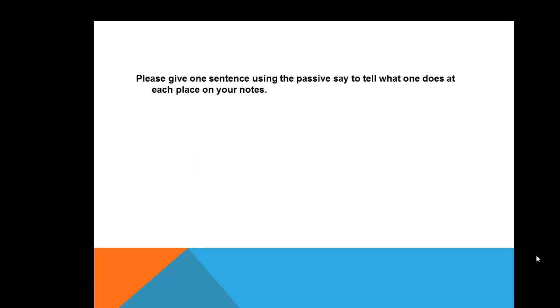On your notes, please go ahead and give one sentence using the passive se to tell what one does at each place on your notes. Yes, I spelled se wrong.